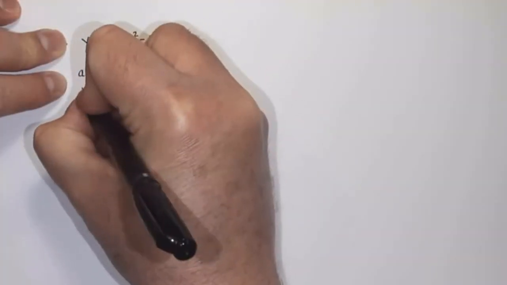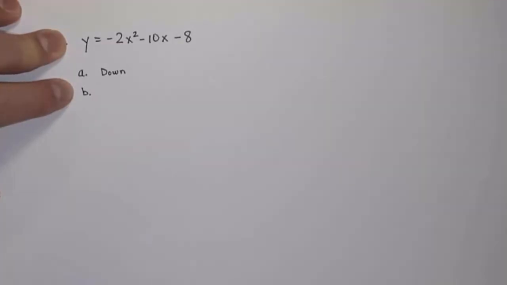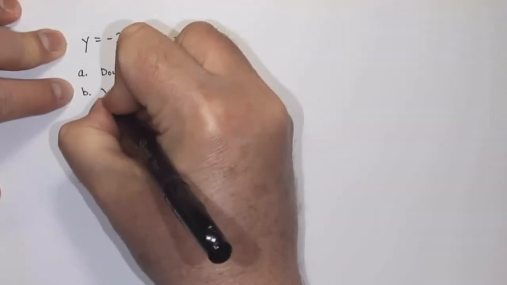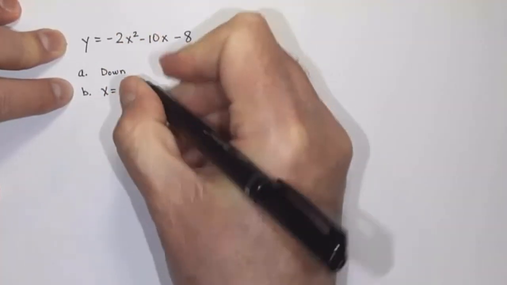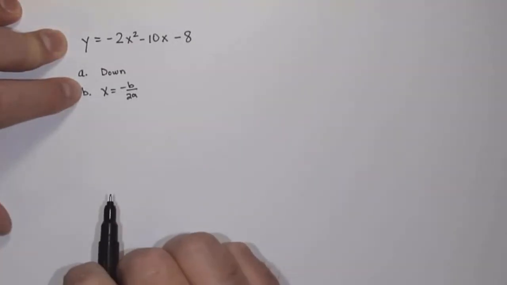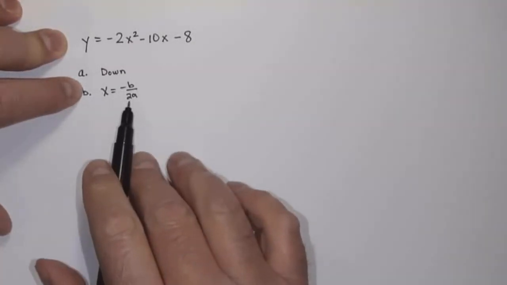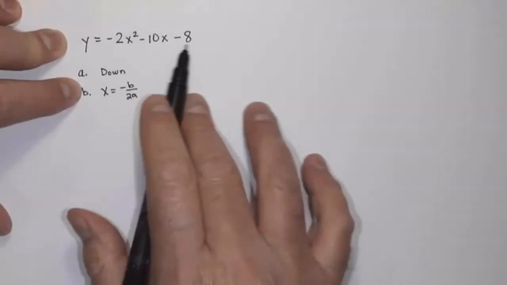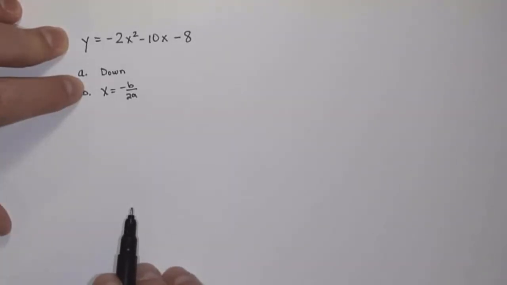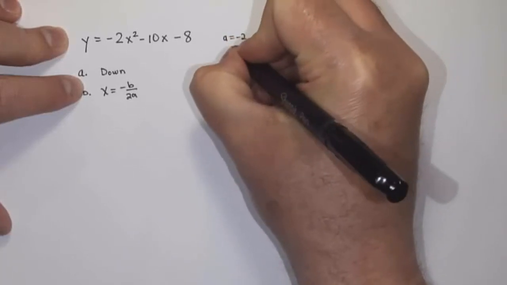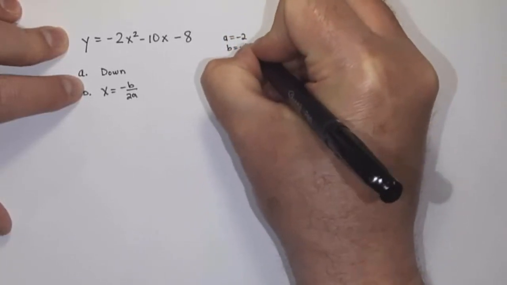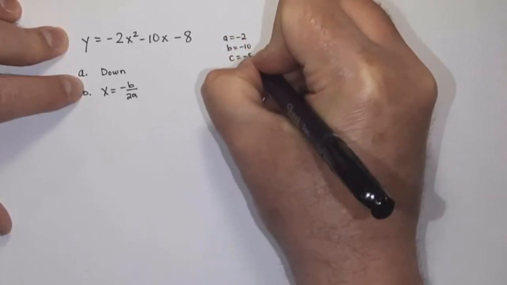B, we're supposed to find the vertex. Well, remember that the vertex occurs at x equals negative b over 2a. So that will give us the x-coordinate of the vertex. And then we can substitute that x-coordinate into the equation for x to figure out the y-coordinate. Well, for this problem, a is negative 2, b is negative 10, and c is negative 8.